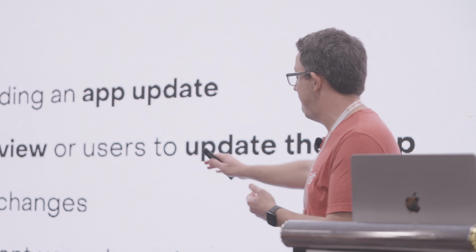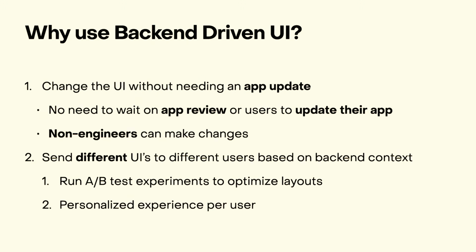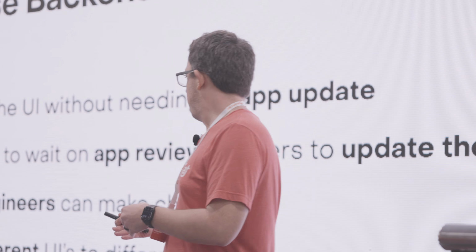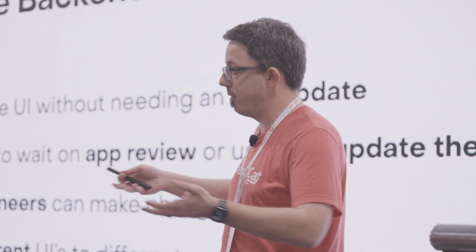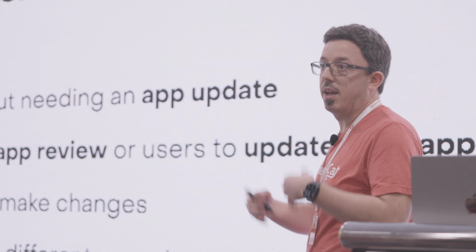And then the other one, this is other companies I've worked for, I've done this. You actually have a different layout based on specific details you know about that user. And so that's something that's usually on the back end. You don't want to have to bake all that logic into your app binary, and you want to be able to change it on the fly based on an algorithms team or something.